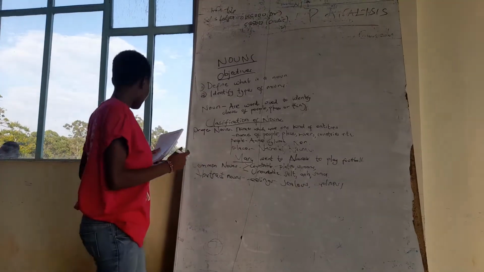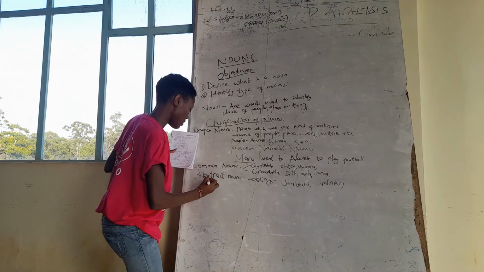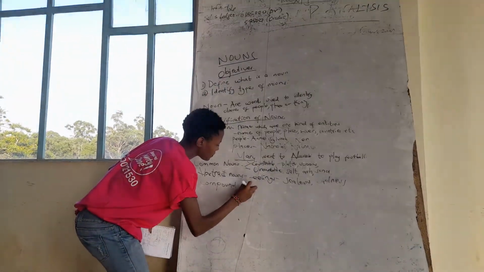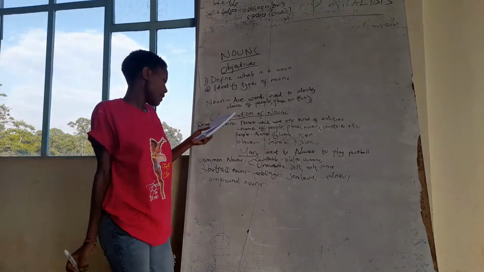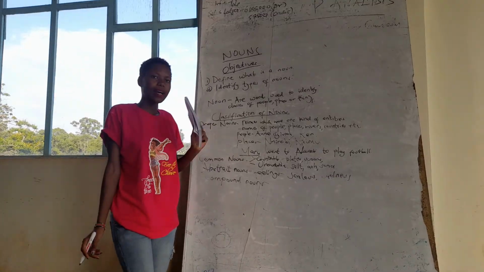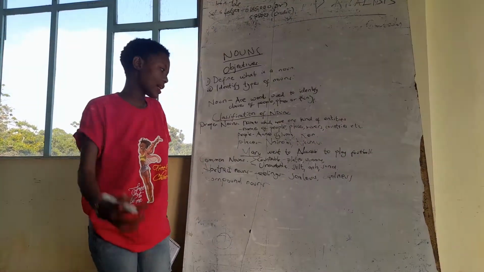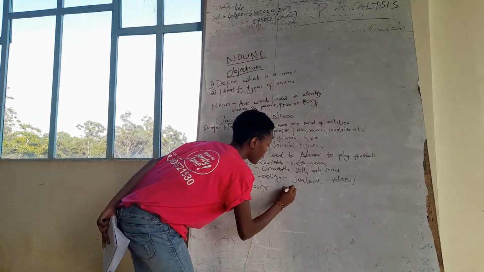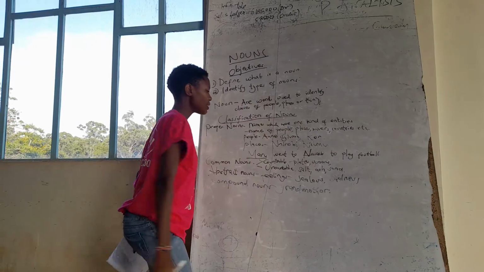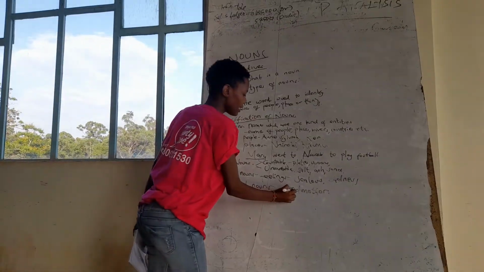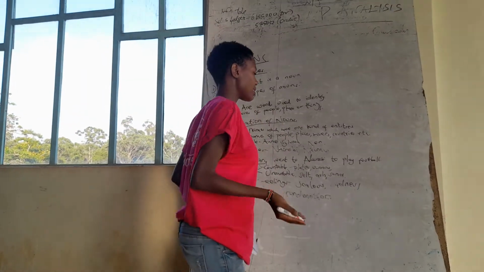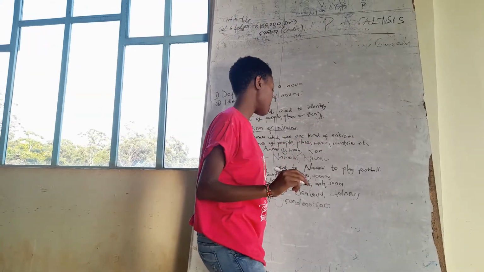On to compound nouns. Compound nouns are made of 2 or more words. For example, grandmother. In the word grandmother, we notice we have grand and mother. So these are 2 words. We have things like match and stick, which form matchstick.